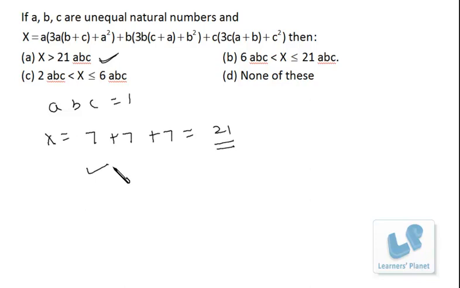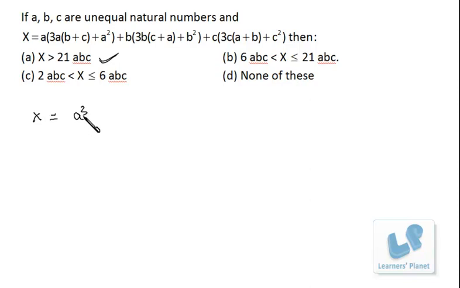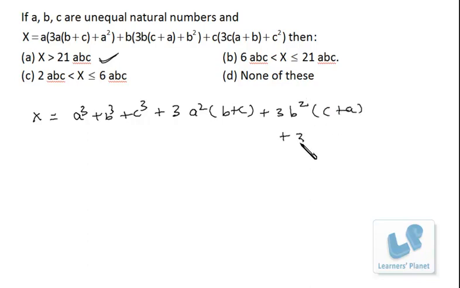Now these two methods were really shortcuts. So if you want to understand the algebra behind this, we can discuss that particular algebra also. So let's discuss. Friends, if we expand this particular expression, what we will get is x equals a cube plus b cube plus c cube plus 3a square (b plus c) plus 3b square (c plus a) plus 3c square (a plus b). Okay, if we expand this expression, we will get this.